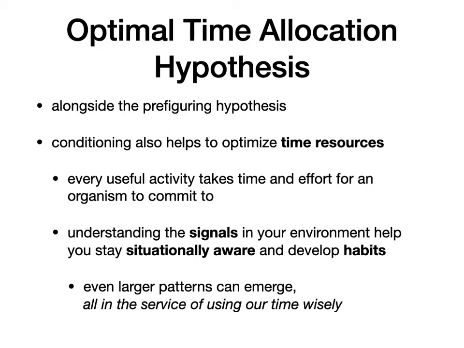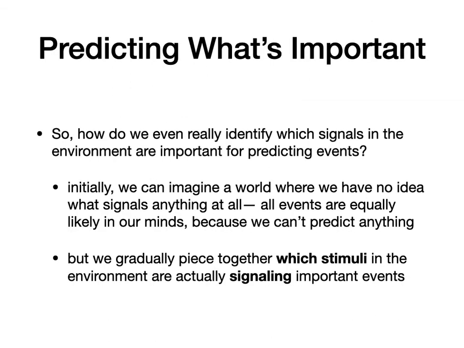And every useful activity takes time and effort for an organism to commit to. So being able to understand signals in your environment, i.e., maybe I should develop a neural system capable of doing prediction, then, hey, help me stay situationally aware and develop habits. So now even larger patterns can emerge, all in service of using our time wisely. So habits like, if I can predict when and how other predators, or rather potentially just rivals, move in my environment as a fish, then I can start planning a route for my day, you know?